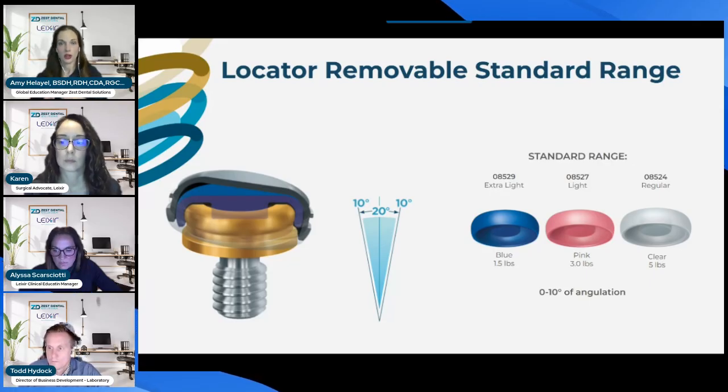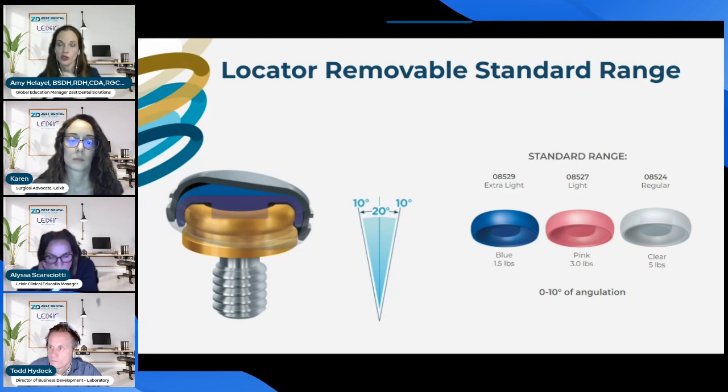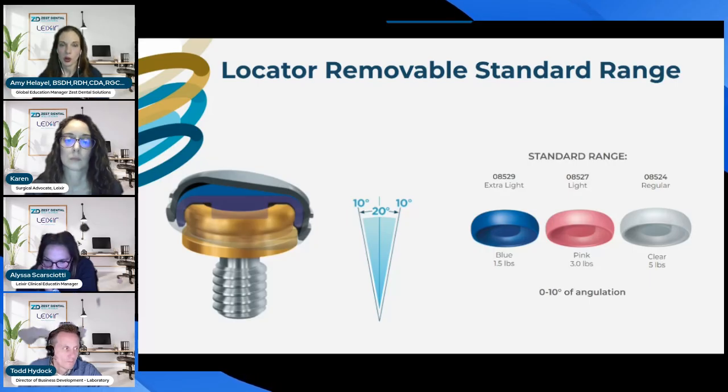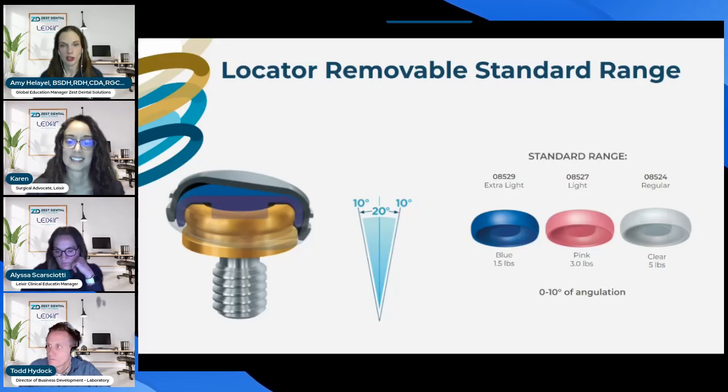So if your implants are outside of 10 degrees, that middle button is going to jam into the center and it's not going to fit properly. So it's very, very important to be aware of angulation, as well as cuff height, which we talked about, making sure you're using the correct inserts based off of the angulation for each implant.